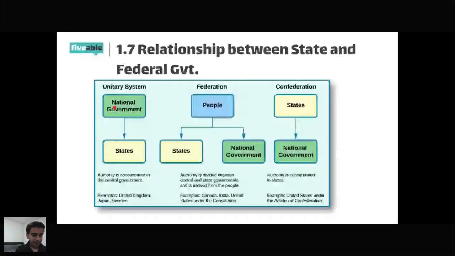Okay, so that was 1.6. That was kind of a big standard. Does anyone have any questions for that? All right, so we're going to move into our last topic. So the next three standards are all about federalism. So can anyone tell me what federalism is or describe what federalism is?